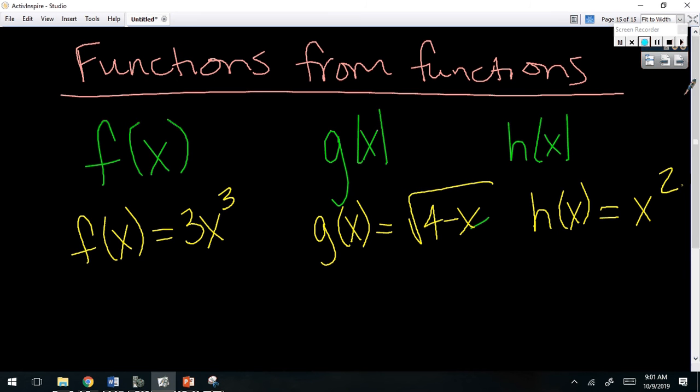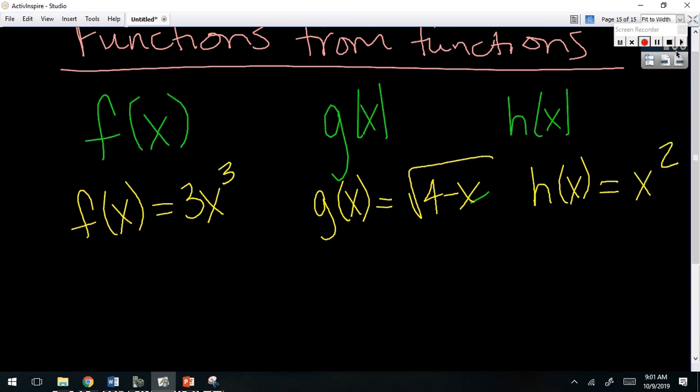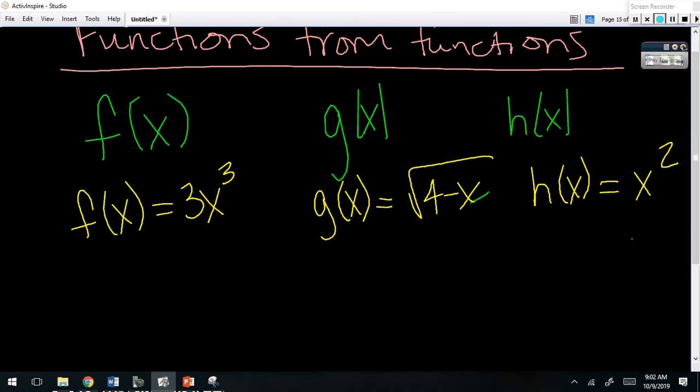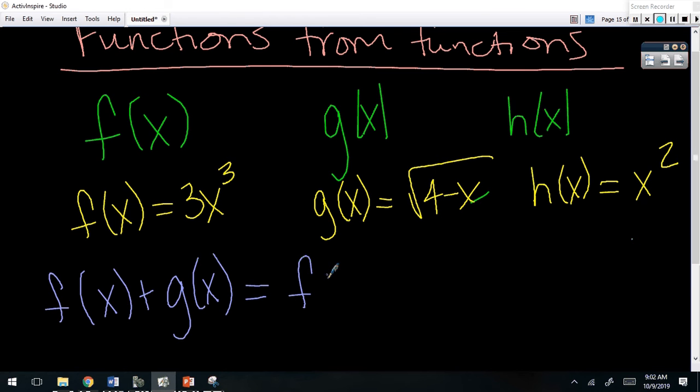So looking at these two functions, I can combine these with addition, okay? If I do f of x plus g of x, another way that I could write this is by saying f plus g of x. If you see that notation, that is the same thing. That is saying just take the two functions and add them together.